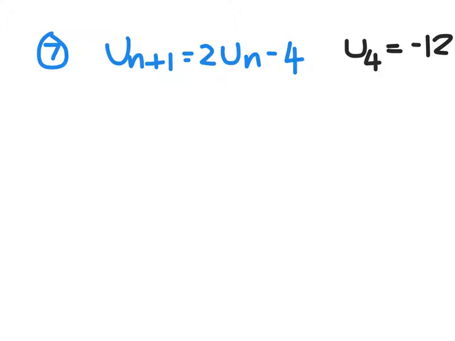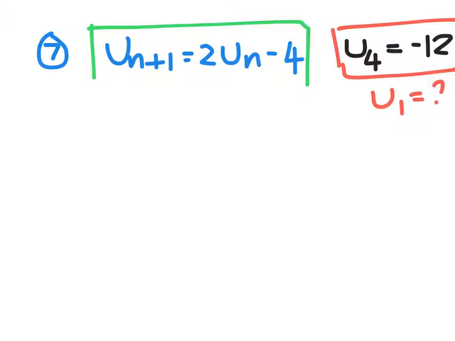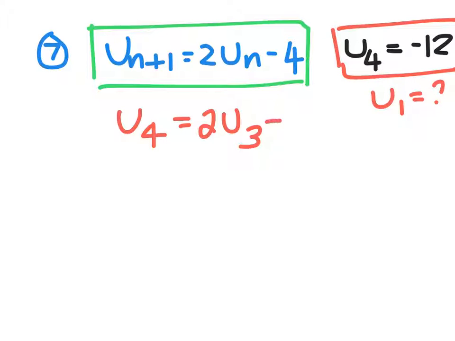Question 7, recurrence relations again. Now please note this time, look, we're told what one value is. We're told u4. We are asked what is the value of u1. So we are going to have to work backwards to find that. Your original expression, u(n+1) equals 2un take away 4, let's put some numbers in there. u4 is equal to 2 times u3 take away 4.